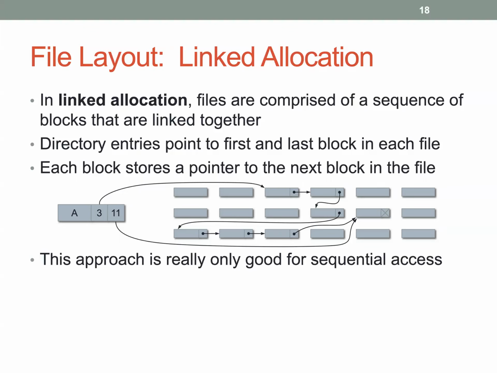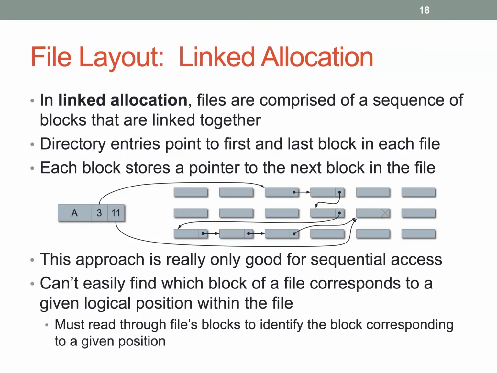The problem with this is, how do you do direct access? If I have an offset that's like 200,000 and I want to figure out what physical block 200,000 corresponds to, I've got to chase through this list, counting off blocks until I find the block that I'm looking for. So sequential access, great. Suffers from data fragmentation, terrible for direct access. Hopefully everybody understands that.